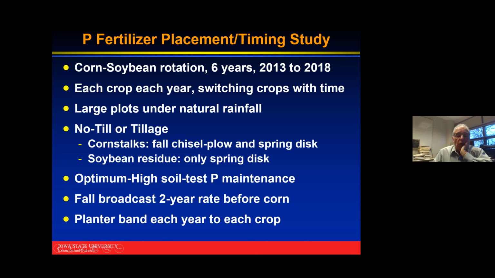So we have fall broadcast, the 2-year rate before corn, and planter band, okay, with fertilizer. This is dry fertilizer to each crop. So we are confounding here rate with timing, okay? But this is something that is very practical. You see, most farmers apply this rate, the 2-year rate broadcast before corn, and those that use planter band, they do it each year to each crop.